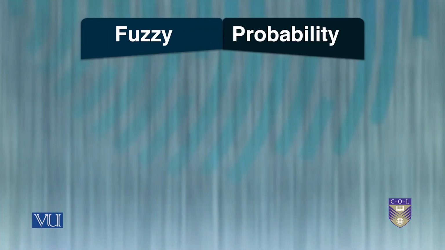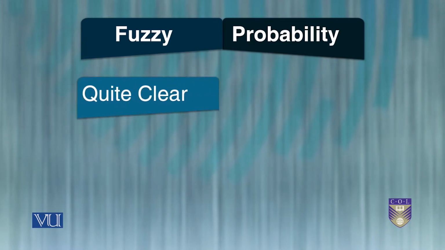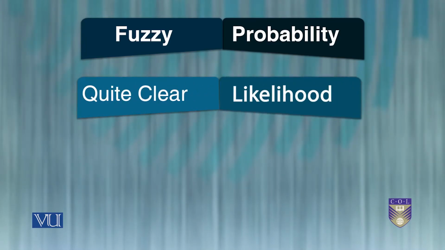There's also something about fuzzy and probability. I don't want to discuss it, but people talk about it. Fuzzy means quite clear-cut. Probability means the likelihood. Don't confuse yourself if it comes to this. Simply concentrate on fuzzy and the values there.